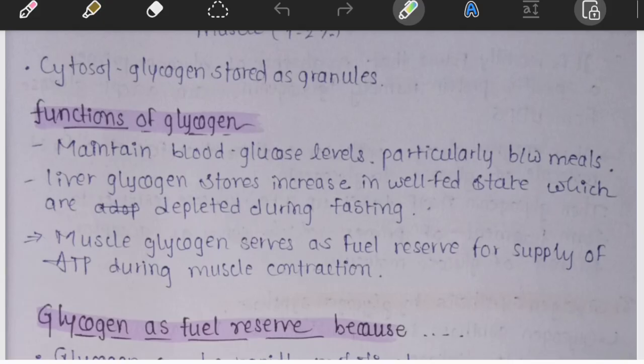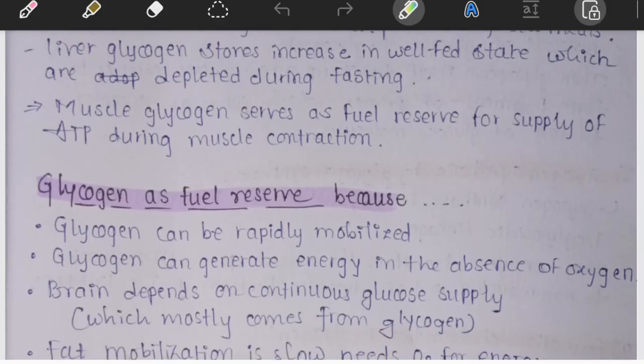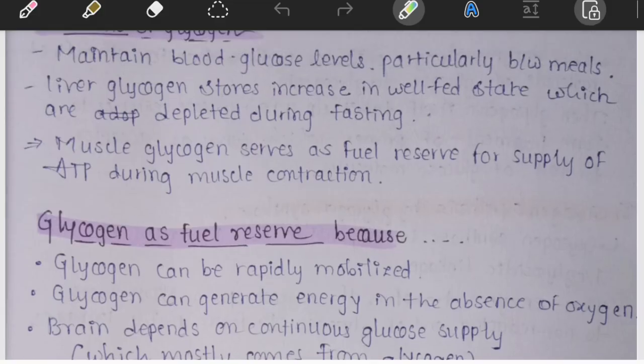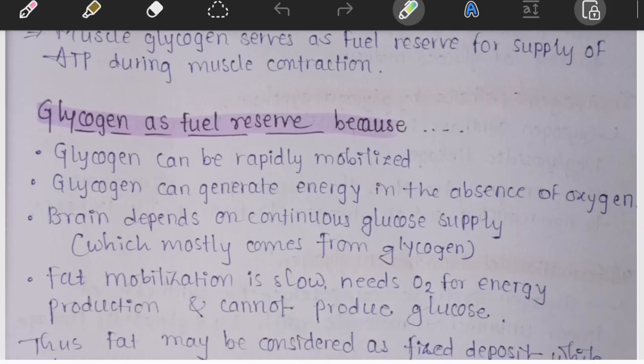This is one of the most commonly misunderstood concepts. You might think fat stores much more energy. So why doesn't the body use fat all the time? Excellent question. Let's answer it. There are some reasons. First, the glycogen can be mobilized very rapidly. Imagine there's an emergency. Would you rather withdraw money instantly from your savings account or sell your house? Obviously, the savings account. Glycogen is your savings account and fat is your fixed deposit.